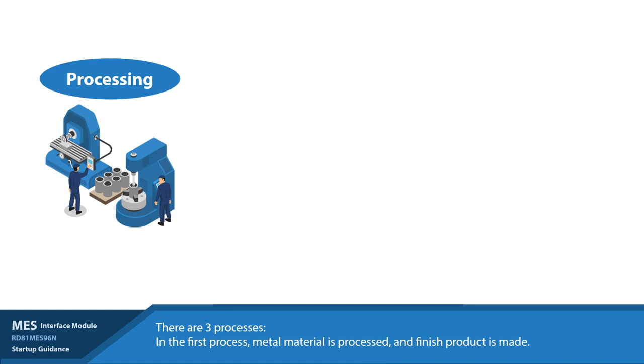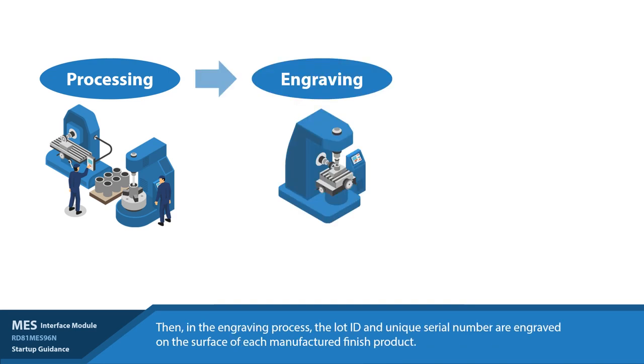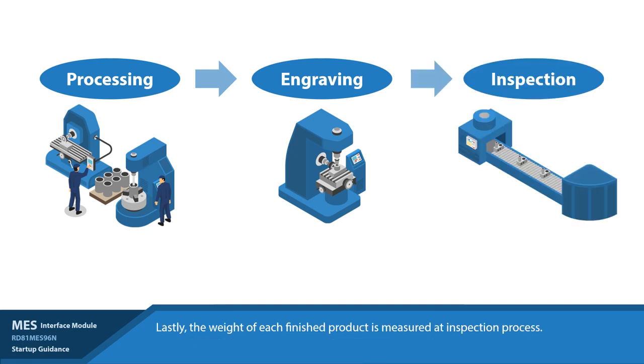First, processing of the piece of metal. By the end of this stage, the metal part is formed and polished. Second, the engraving process, in which a unique lot ID and serial number are engraved on the surface of each manufactured part. And lastly, the inspection process, in which we verify the part is mechanically within tolerance and various data is recorded for future reference.